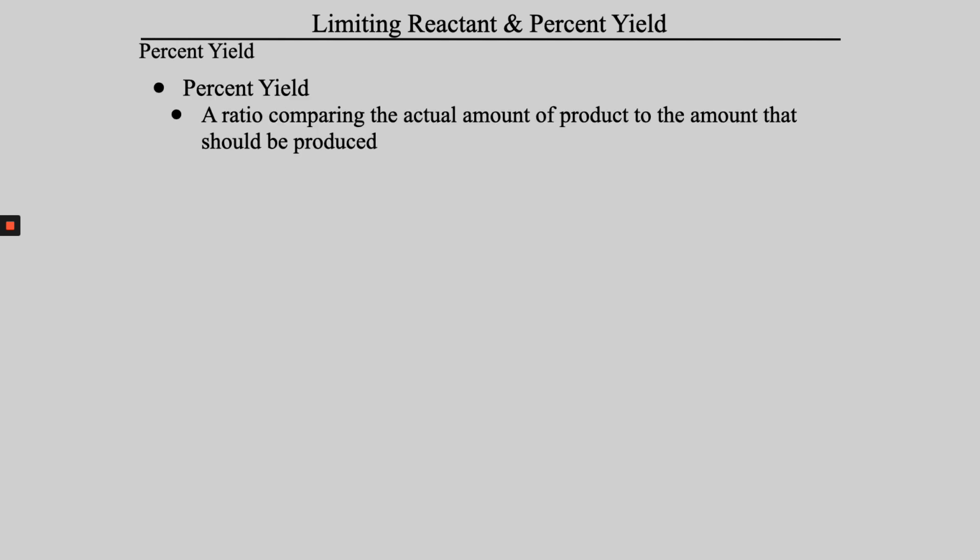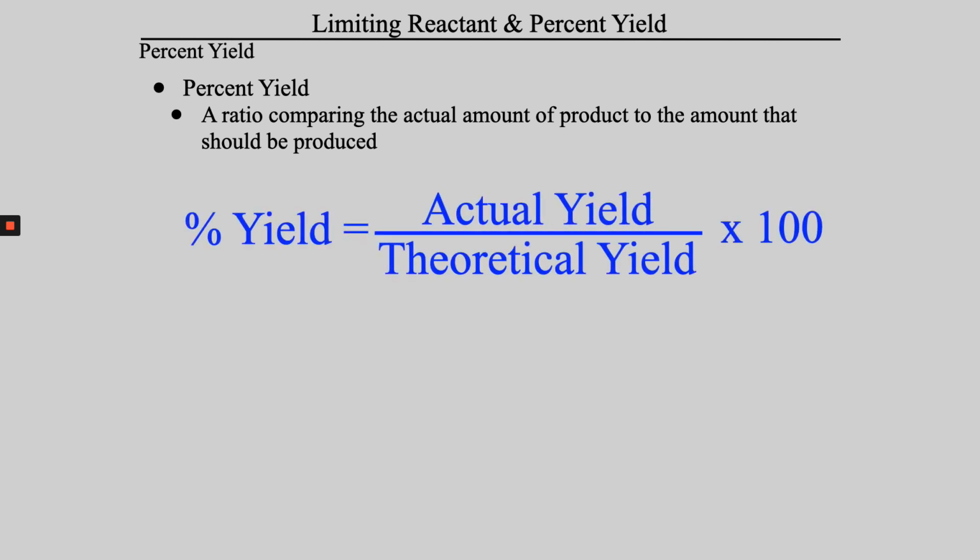So guys, don't write this down. Don't write down the sentence. I want you to write down the math. So percent yield is a ratio, and it compares the amount of product that should be produced with the amount that you actually produced. And guys, the math looks like this. This is what you want to write down.